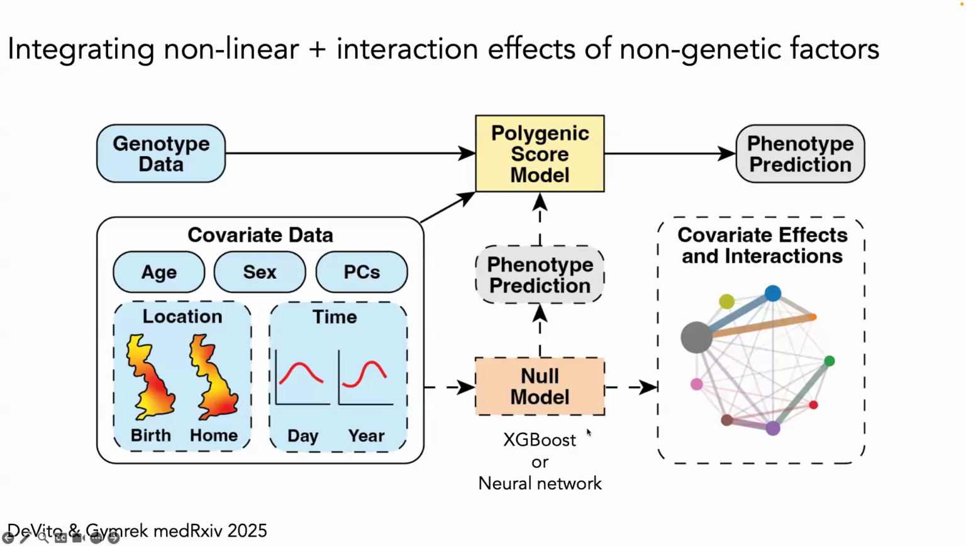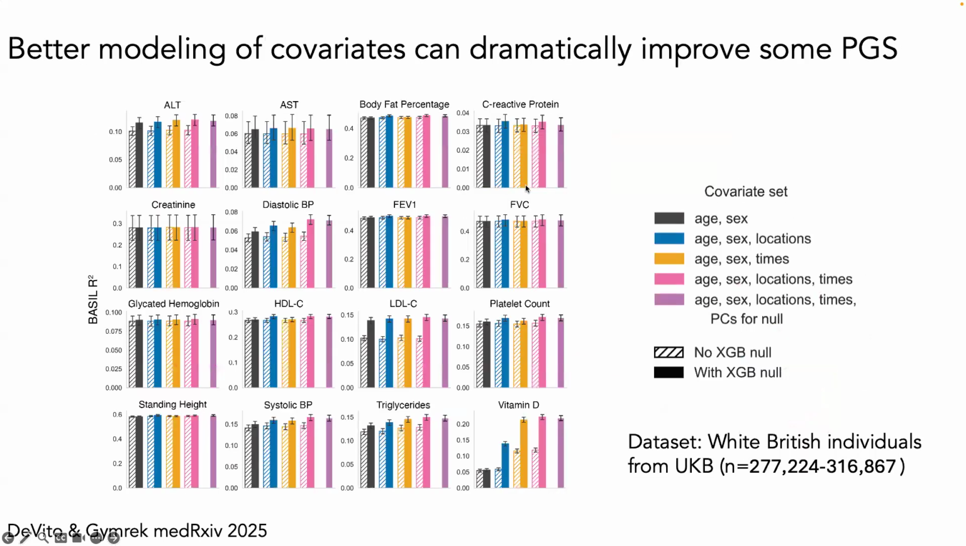We can use your favorite type of model. He used XGBoost or a neural network to use these covariates alone to predict the phenotype, and then put that prediction back into your polygenic score model or your GWAS just as another linear covariate term. And he's done that and seen if, by modeling these other covariates, we could improve performance of either GWAS or, in this case, polygenic risk scores for these different traits.